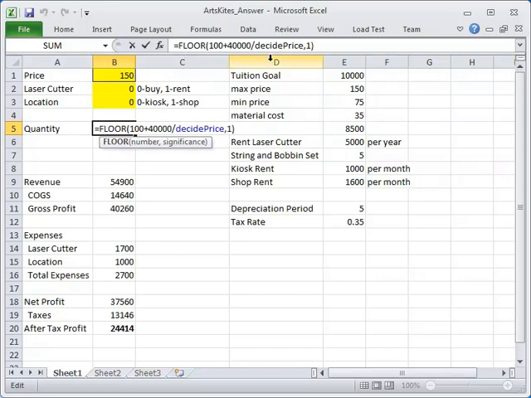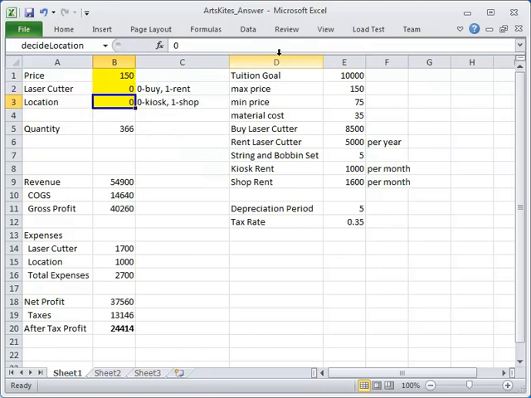Now, I use the floor equation because otherwise I would potentially get a quantity of 366.6, and he can't sell a fractional part of a kite. So the floor equation rounds it down. It doesn't really make sense to round it up because I might not quite have enough to sell that extra kite. So I now know my quantity, my price, and I have decisions that help drive some of my costs.